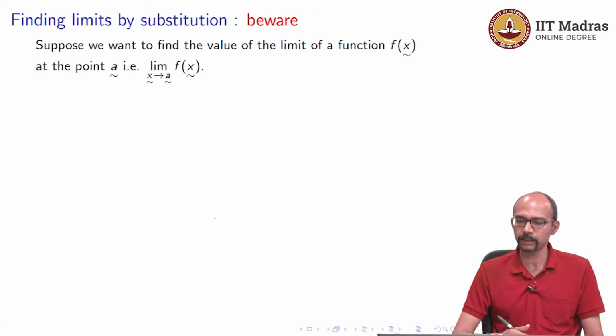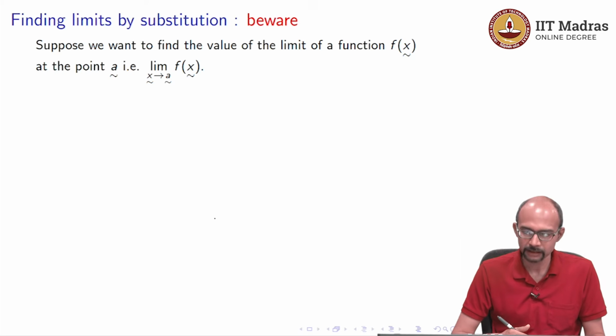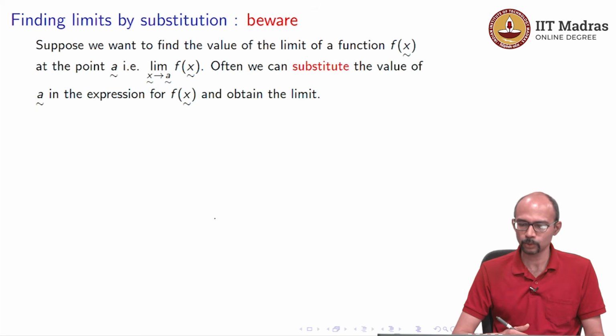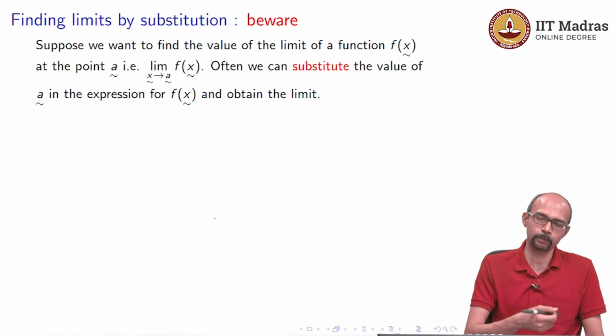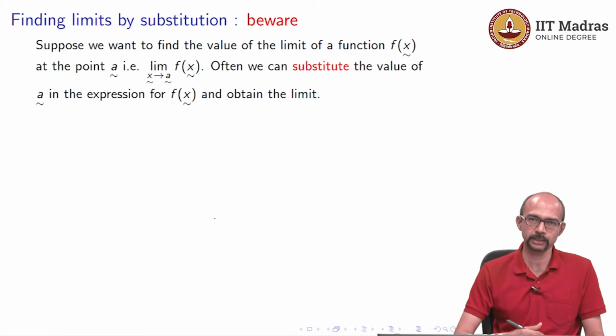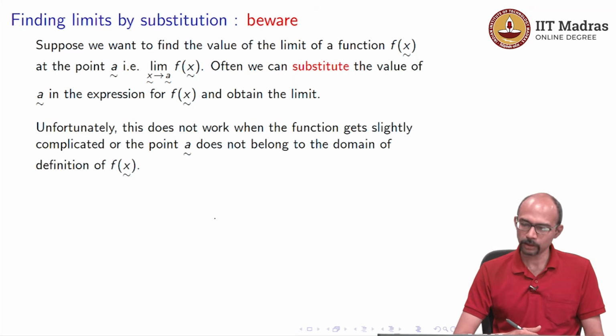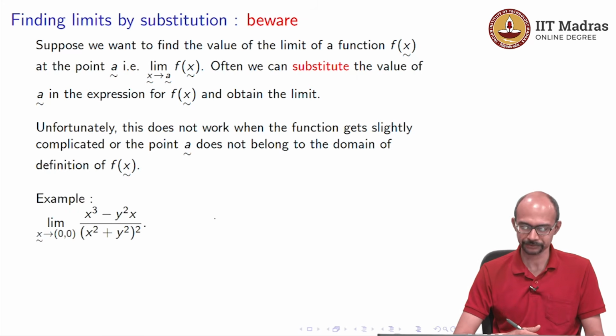Suppose we want to find the value of the limit of a function f of x̃ at the point ã. That is, limit x̃ tends to ã of f of x̃. Often we can substitute the value of ã in the expression of f of x̃ and obtain the limit. This is what we could do in many of the examples that we have seen. Unfortunately, this does not work when the function gets slightly complicated, or the point ã does not belong to the domain of definition of f of x̃. It may happen that f is not defined at ã at all, then what do you do?